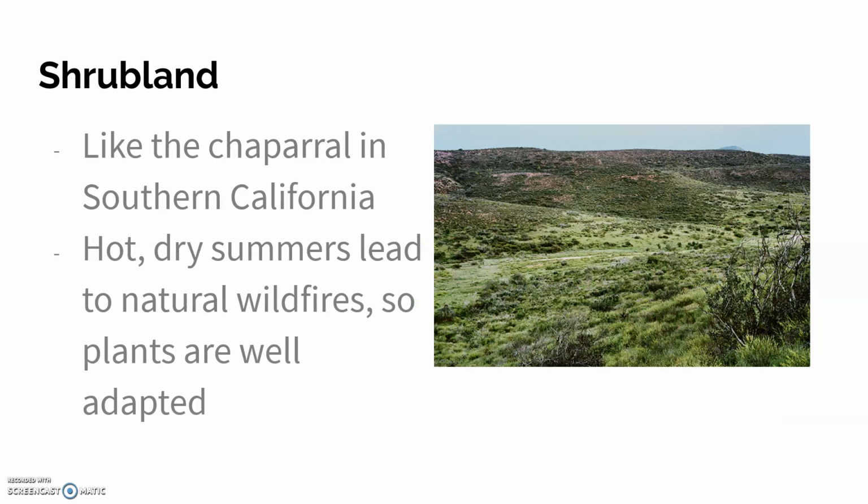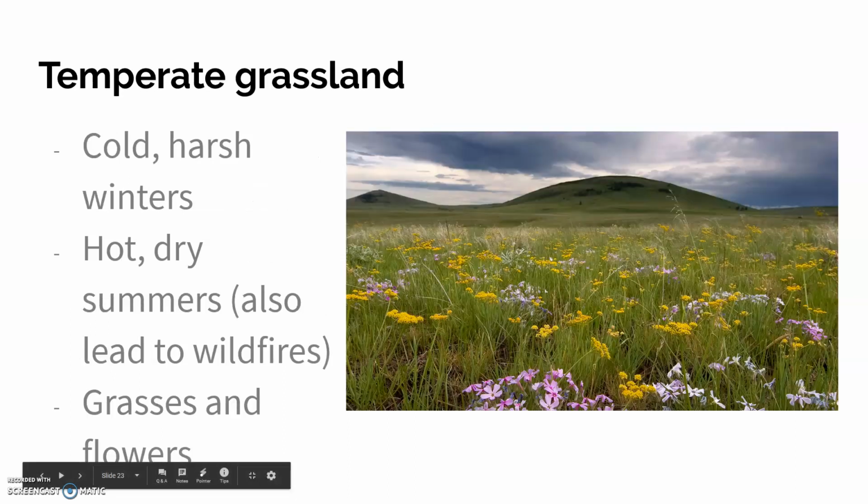Shrublands include places like Southern California, where it's very hot and dry all summer, and this leads to wildfires. Because of that, the plants there are very well adapted to fires. In fact, there are certain plant species that don't even germinate until they've been exposed to fire.